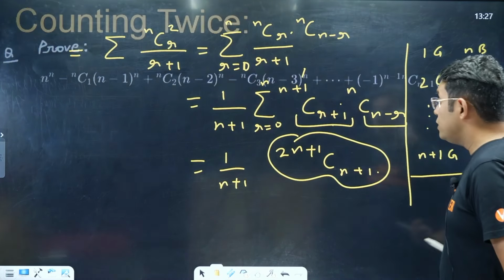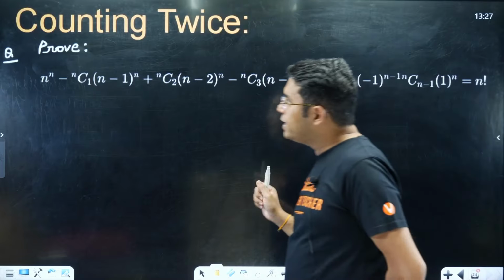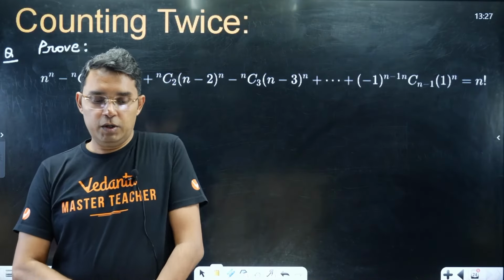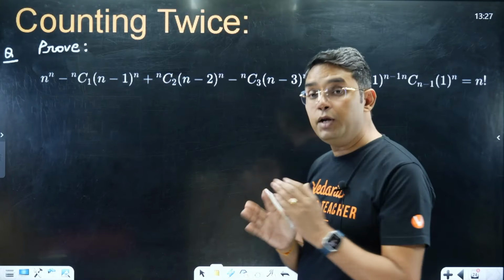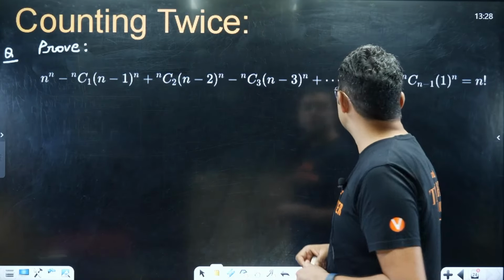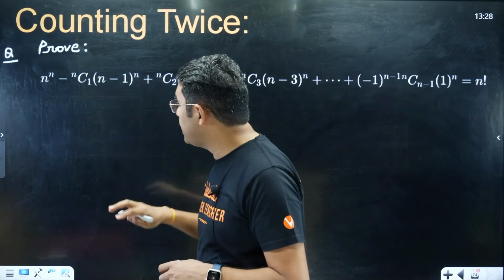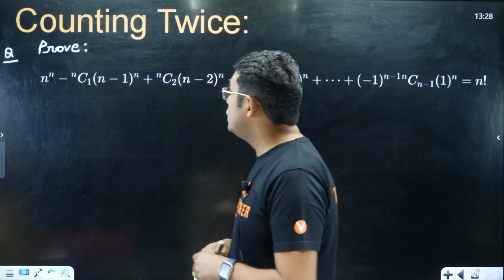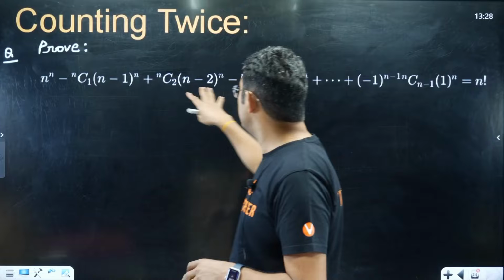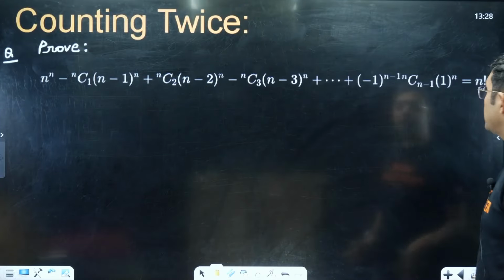Okay, so just the last question, bachcho. I have taken this deliberately. This is again a question based on PnC, functions and inclusion exclusion principle. Let's see how this is done. On the left hand side, it is saying nC0 n power n minus nC1 into n minus 1 raised to the power n, and so on. And on the right hand side, it is just n factorial.